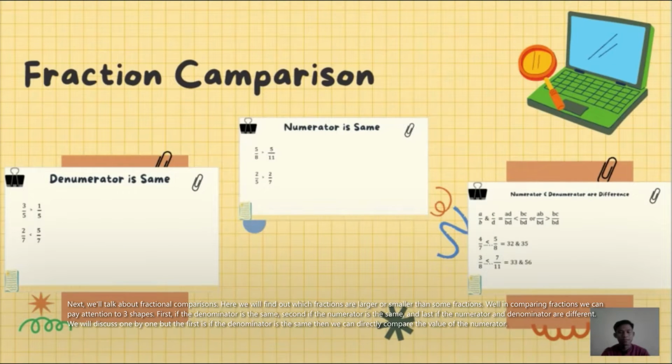We will talk about fraction comparison. Here, we will find out which fractions are larger or smaller. Well, in comparing fractions, we can pay attention to 3 steps. First, if the denominator is the same, second, if the numerator is the same, and the last, if the denominator and numerator are different. We will discuss one by one. The first is if the denominator is the same, then we can directly compare the value of the numerators.